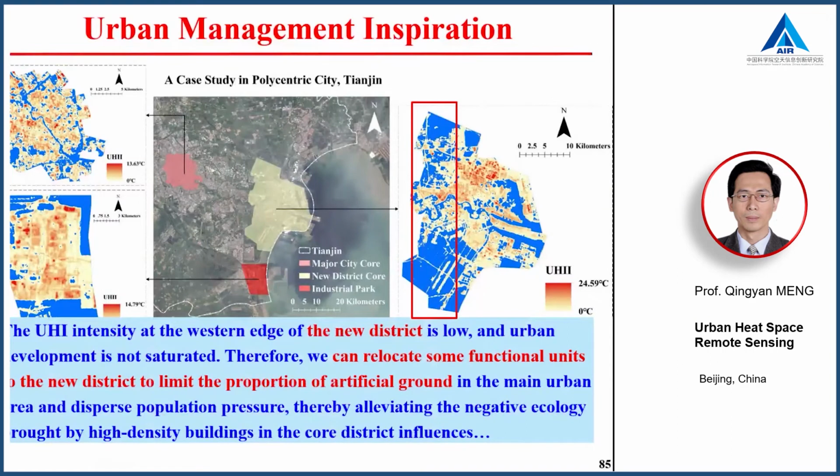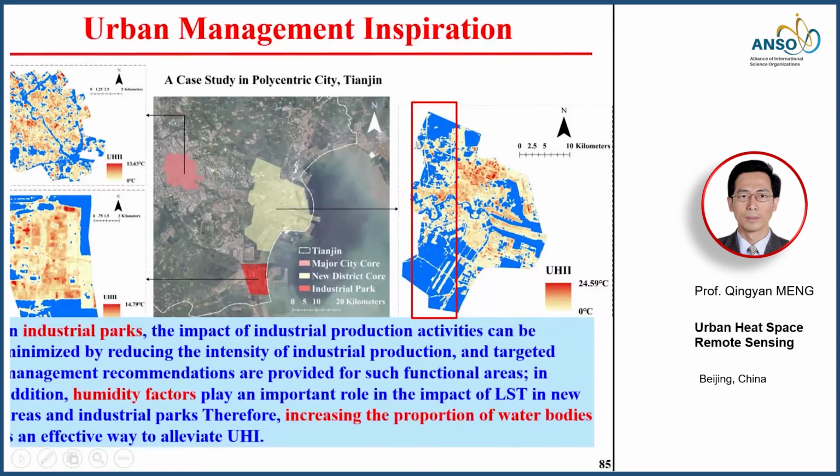And the urban heat island intensity at the west edge of the new district is low, and the urban development isn't saturated. Therefore, we can relocate some function units to the new district to limit the proportion of the artificial ground, the urban green, the lake. So we can also find some suggestions in the industrial parks and so on.